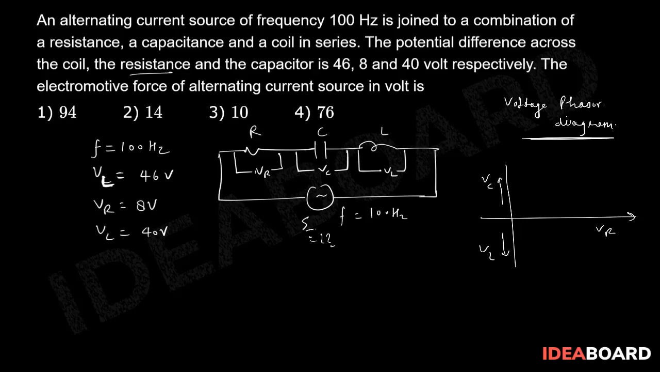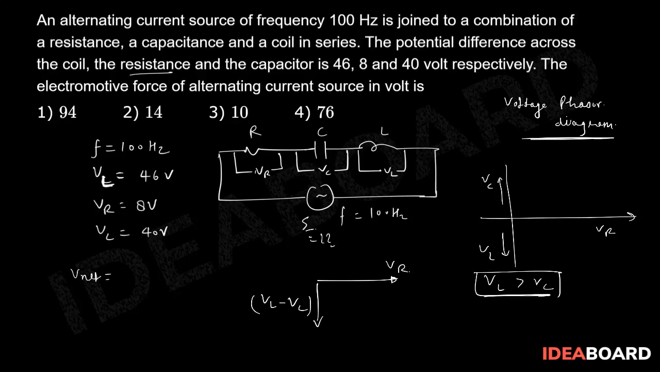So now we can clearly find that VL is greater than VC. That means this phasor will be converted into like this. This will be VL minus VC, and this is VR. So V net, or V resultant, is nothing else but E, which will give us the square root of VR square plus (VL minus VC) whole square.